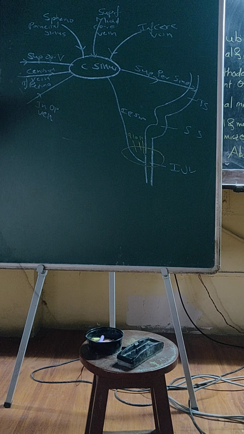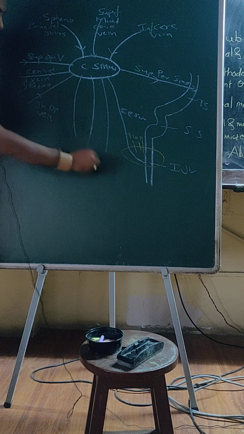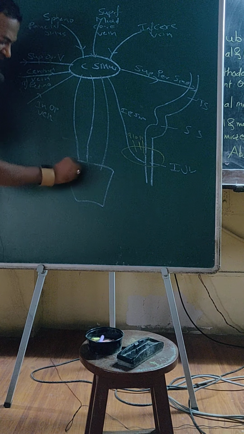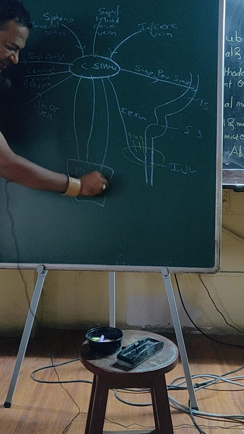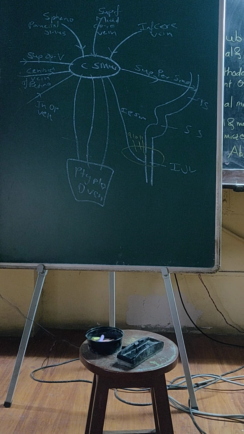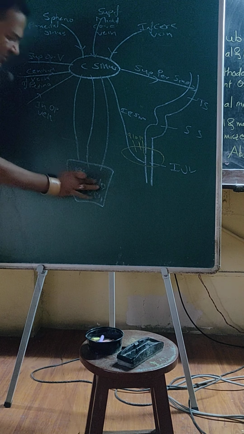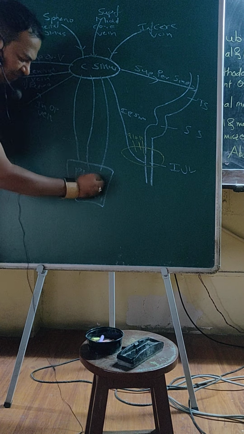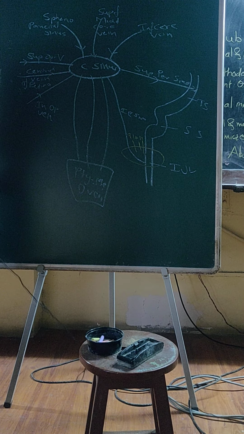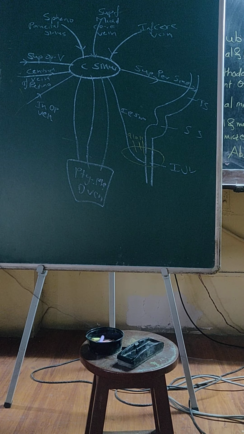Now there are 3 emissary veins, which drain into pterygoid plexus of veins. What you have heard, lateral pterygoid plate, pterygoid plexus of veins. P is silent, pterygoid plexus. Where is this pterygoid plexus? It is around the lateral pterygoid muscle.